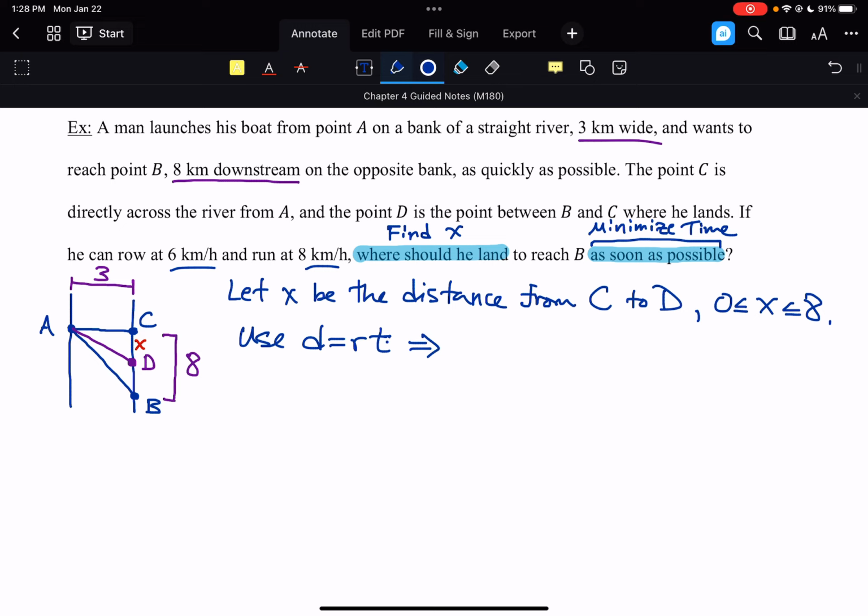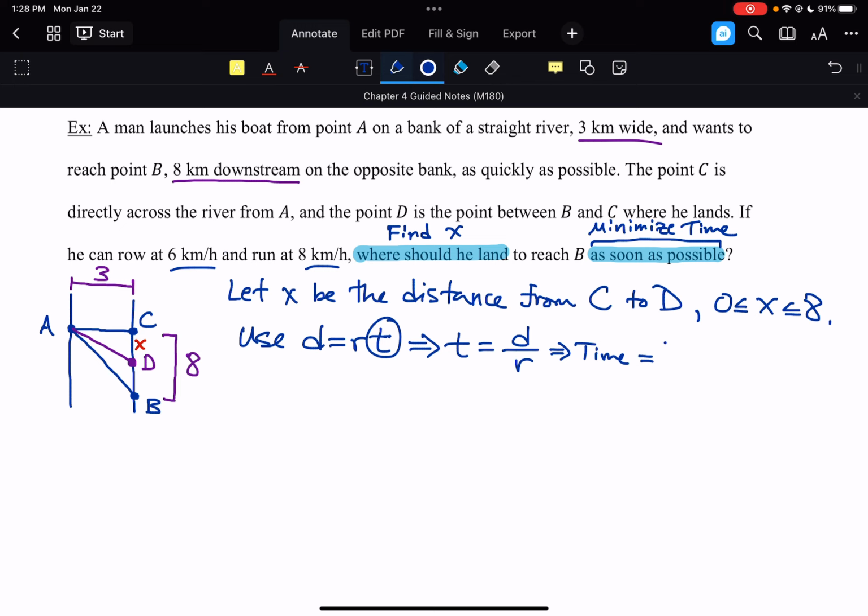And we're looking for the time. So I'm going to go ahead and divide the r over there. So time is distance over rate. So the amount of time that it's going to take, well, he's going to spend some of the time rowing and some of the time running. And the rates are different, so we need to go ahead and split those into separate cases.